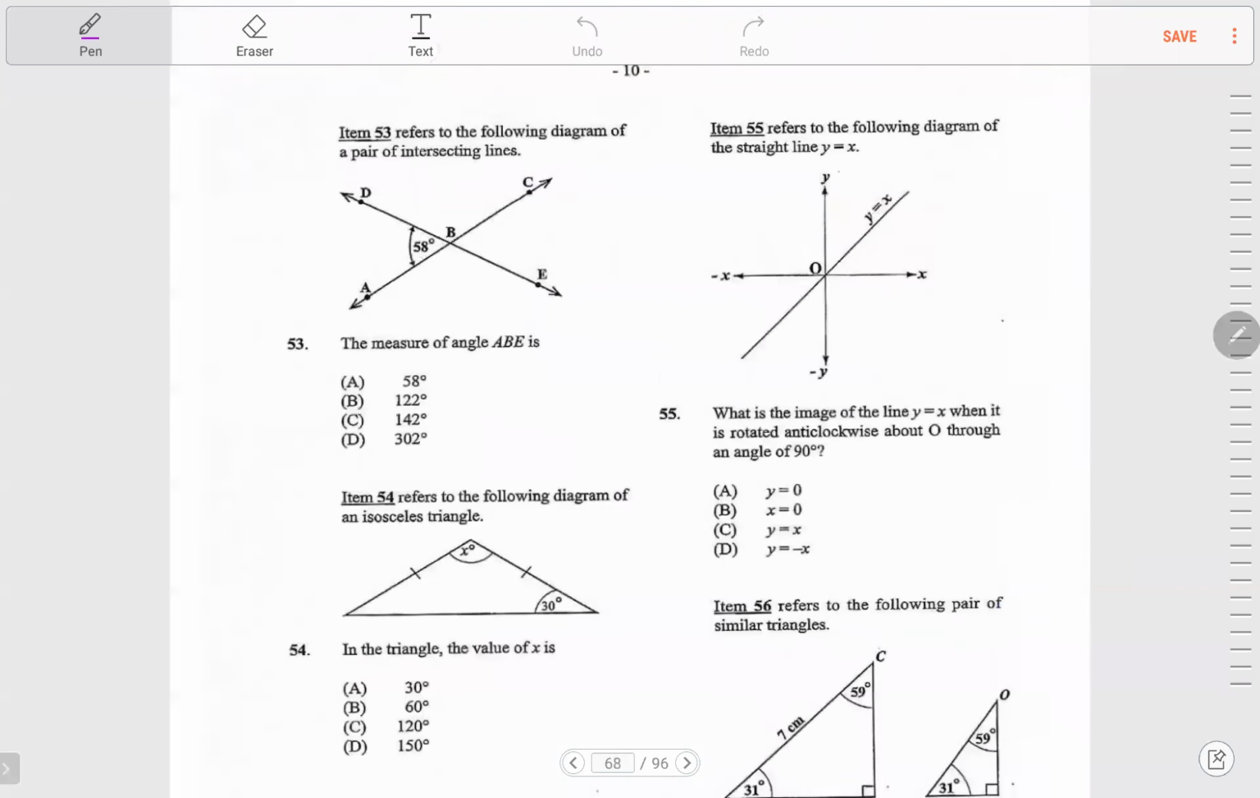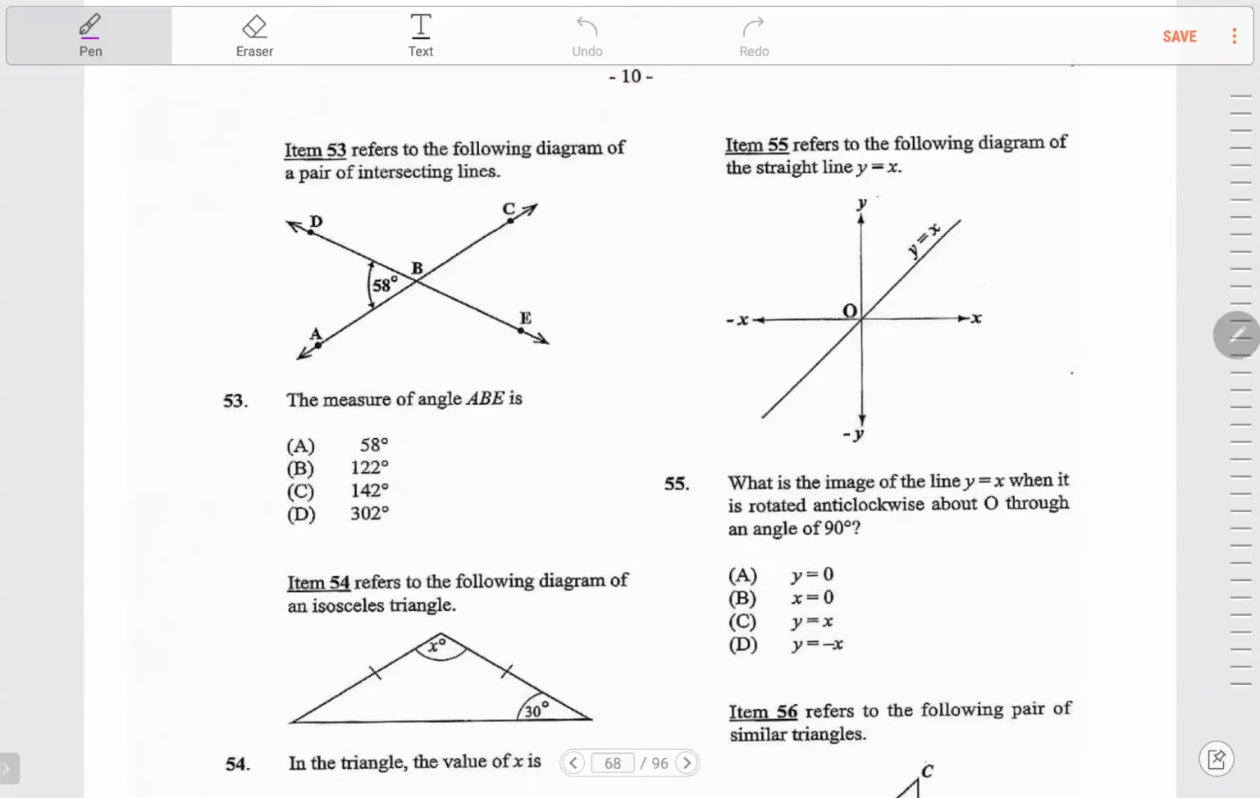All right, so now vertical opposite angles. It says report the measure of angle ABE. ABE is this angle right here. So clearly we're going to use total angle on a straight line. So this angle is 180 degrees minus 58 degrees. 180 minus 58 is 122. Total angle on a straight line we use right there. That's angle ABE.